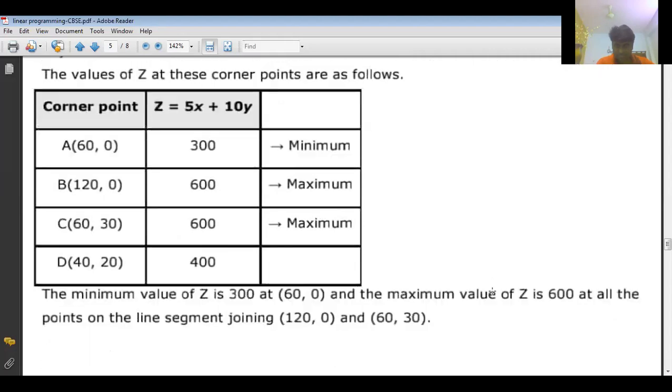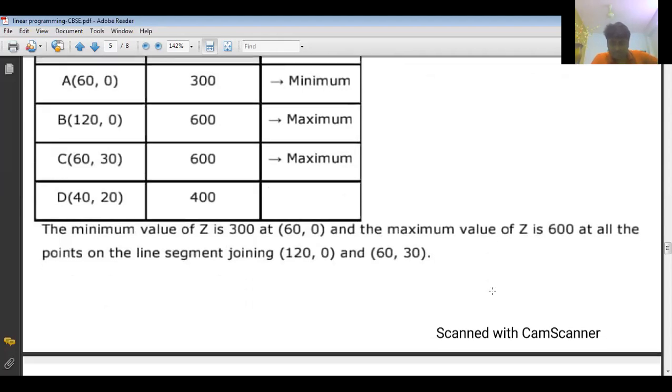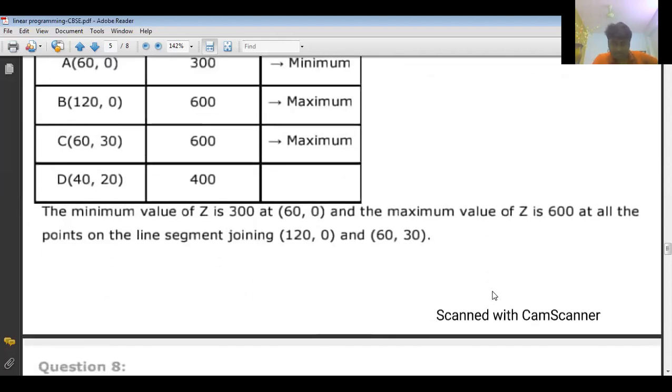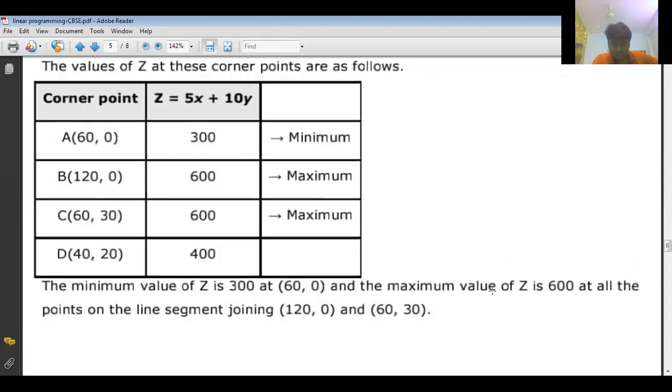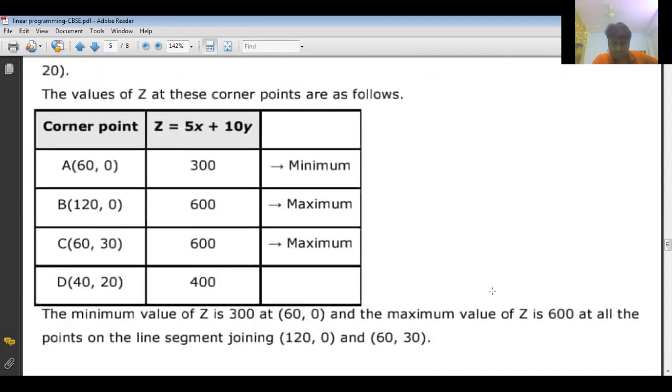So that we'll write in the end. The minimum value of z is 300. At which point? 60 comma 0. The maximum value of z is 600 at all the points on the line segment joining BC. What is B? 120 comma 0. What is C? 60 comma 30.